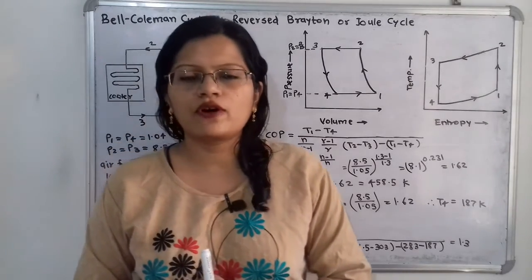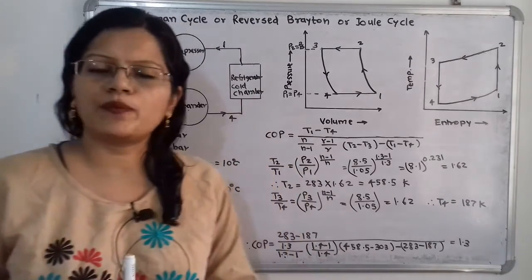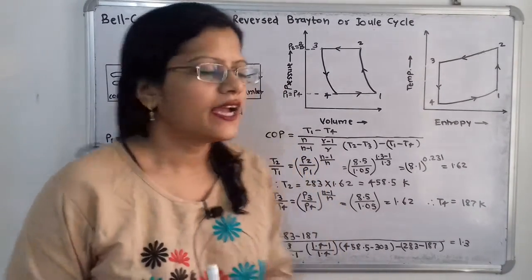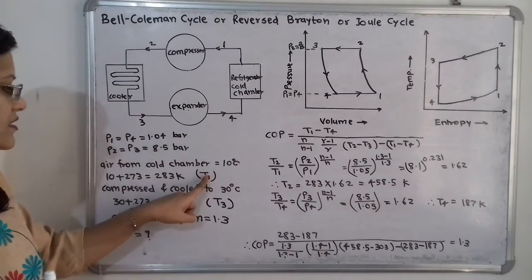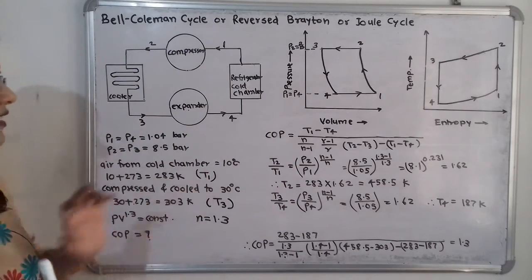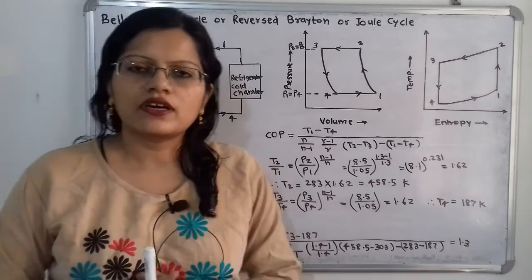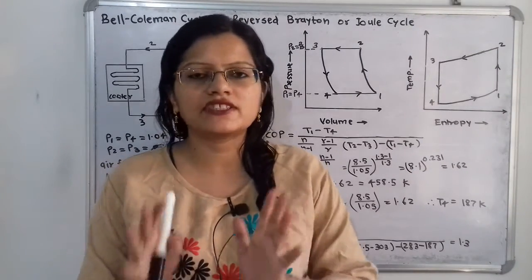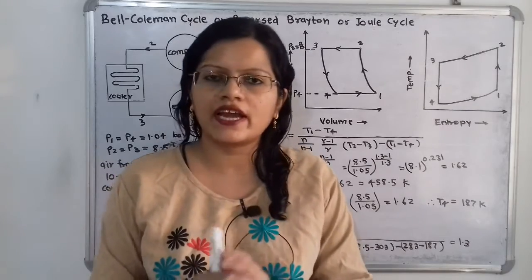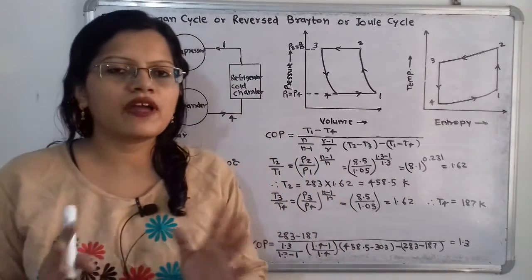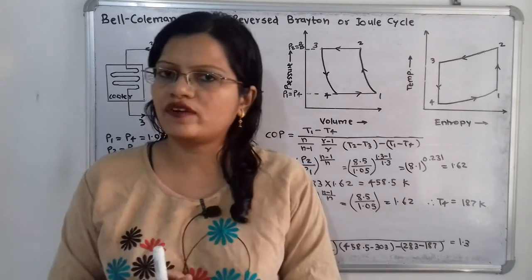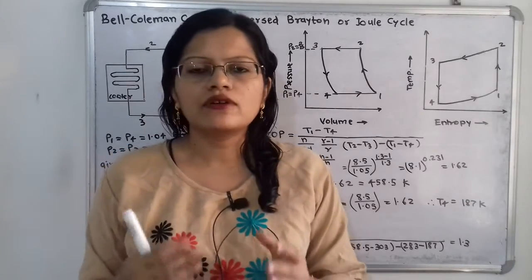Now what is the formula for the coefficient of performance? If we observe here, the value of n is given and two temperatures, that is T1 and T3, are there. So we can write the coefficient of performance formula in terms of temperature as well as in terms of n and gamma, because the gamma value is known. Gamma is equal to Cp by Cv, which is equal to 1.4, that we have to take.